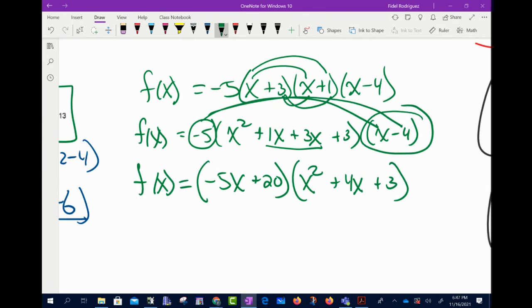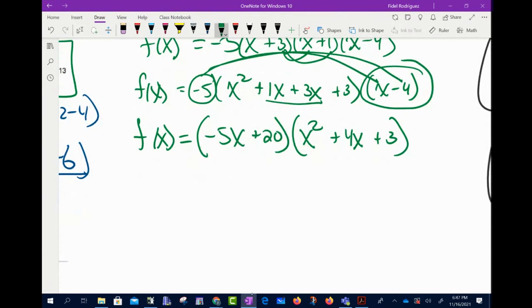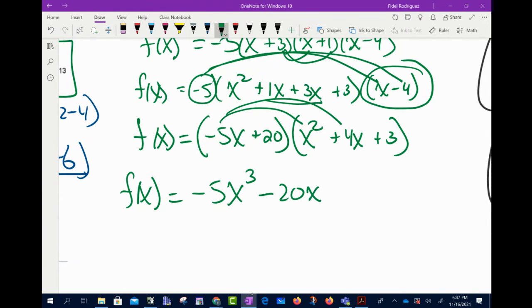And now I got to distribute one last time. Okay? So let's go for this. F of x, and we're going to go one last time. So look, negative 5 times negative 5x times x squared. This is a negative 5x to the third. Negative 5x times 4x is a minus 20x squared. Negative 5x times 3 is a minus 15x.